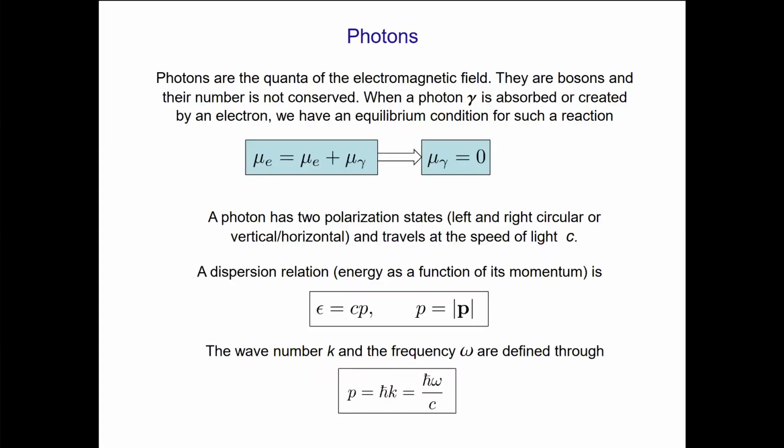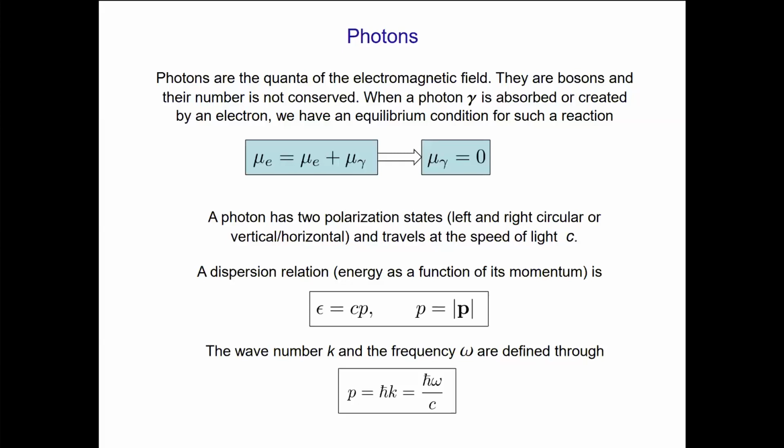Photons are the quanta of the electromagnetic field. Okay? They are bosons, and their number is not conserved. For example, when a photon gamma is absorbed or created by an electron, then we have an equilibrium condition for such a reaction, as that original chemical potential was mu of the electron, and at the end it becomes the chemical potential of the electron plus the chemical potential of the photon. It immediately follows that the chemical potential of photons is equal to 0.